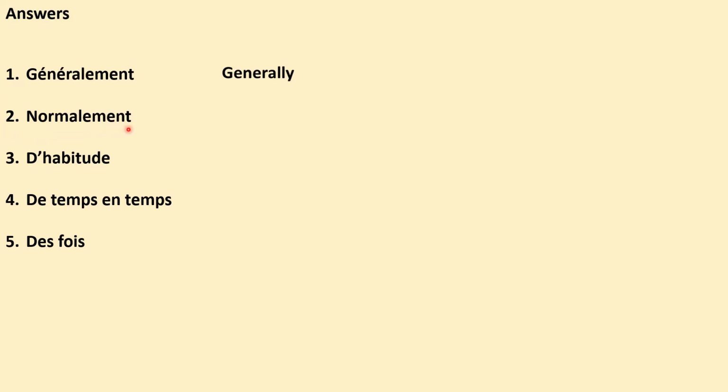Normalement. We've got the mot at the end, so that is normally. Again, you've got your ly here. D'habitude. Now this looks like the word habit, and if you do something by habit, it's what you usually do. You do it habitually, you do it usually. 4. De temps en temps, from time to time. And 5. Des fois is sometimes.